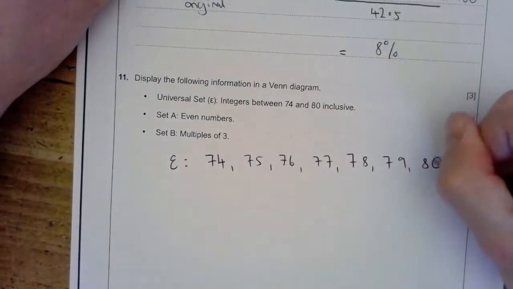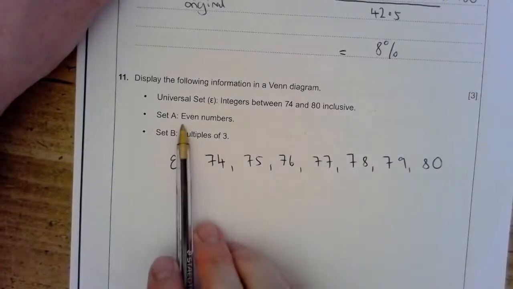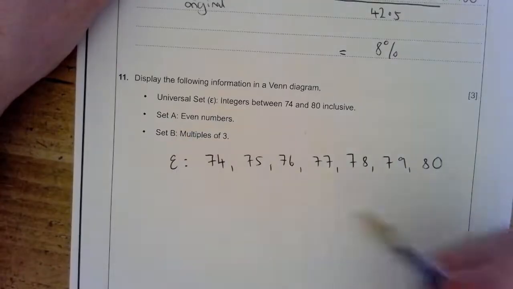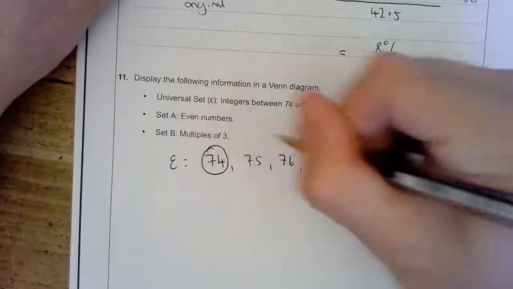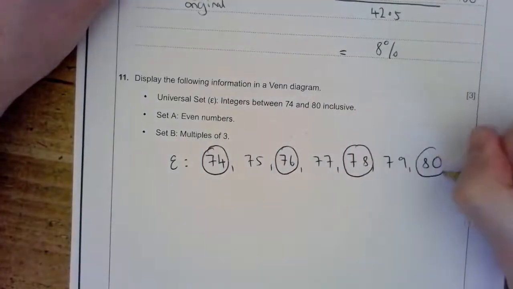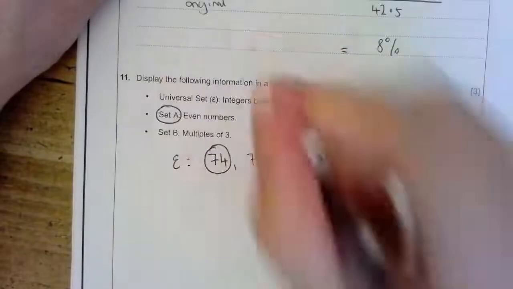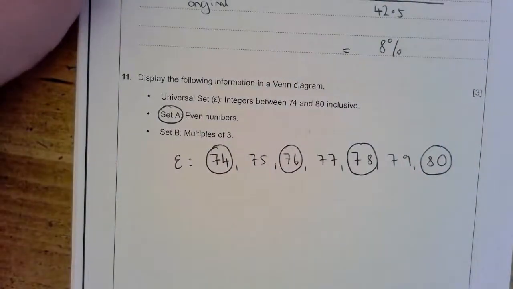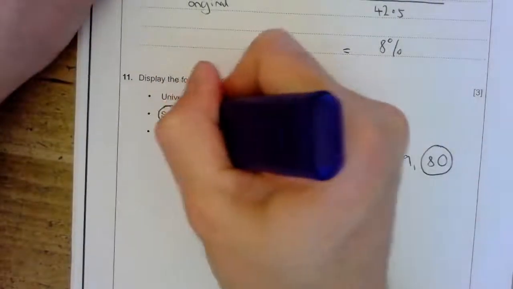Okay, stop. We're then told set A is the even numbers. So every even number we want to select. So these are my set A's, which I'll just circle. So I'm just going to say I've circled set A's to my own mind when I look back. And then set B is multiples of 3, so things that are in the 3 times table.